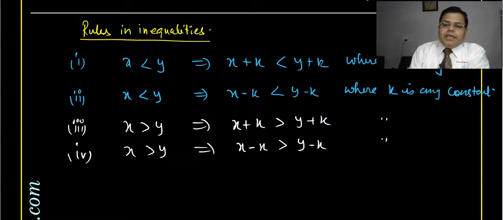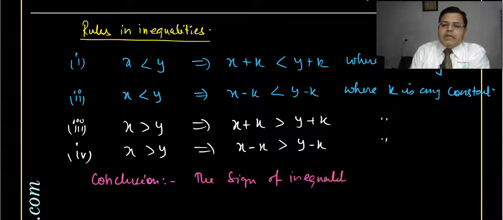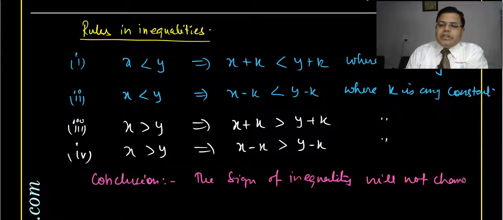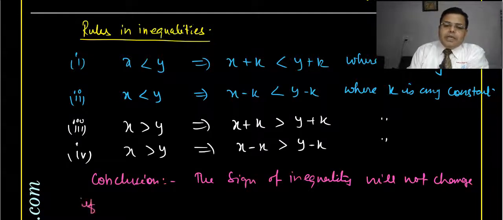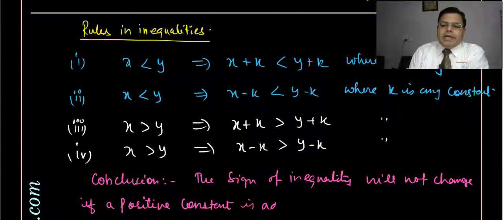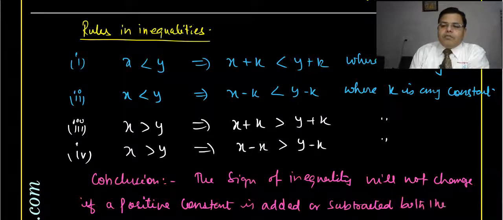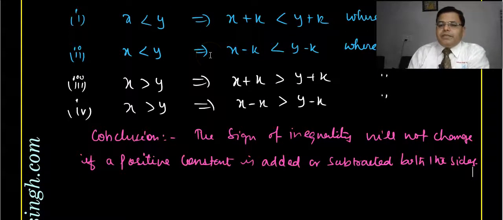So the conclusion here is that the inequality will not change if a positive constant is added or subtracted on both the sides, right? You can understand this with some examples as well.